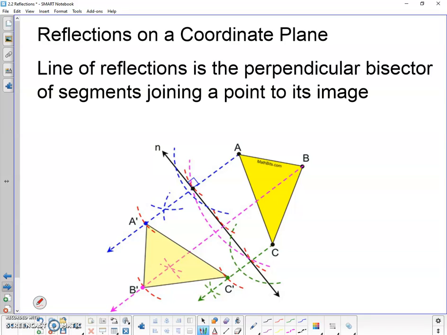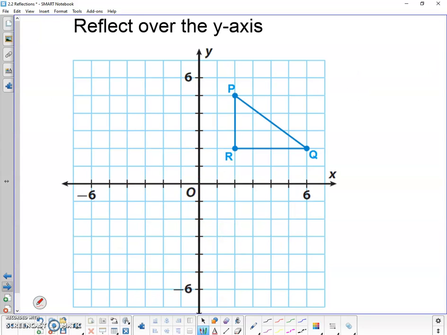Which means each of these points is the same distance away from that line. So if we actually measured from A prime to N, that would be the same distance as from A to line N. So when we're making reflections, it means that the shape is the same distance away from its line of reflection as its pre-image.